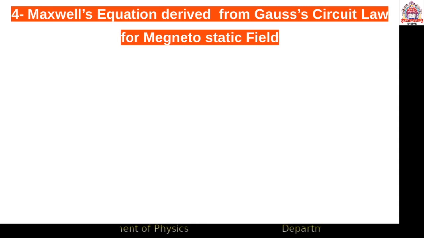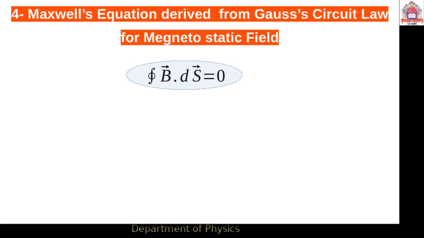Now the fourth equation in the static field, that is Gauss's law for the magnetostatic field. According to this, the magnetic flux cannot reside in a closed surface due to the non-existence of a single magnetic pole. So mathematically we can write the closed integral of B dot dS is equal to 0. This equation is called the integral form of Maxwell's equation derived from Gauss's law for the static magnetic field.